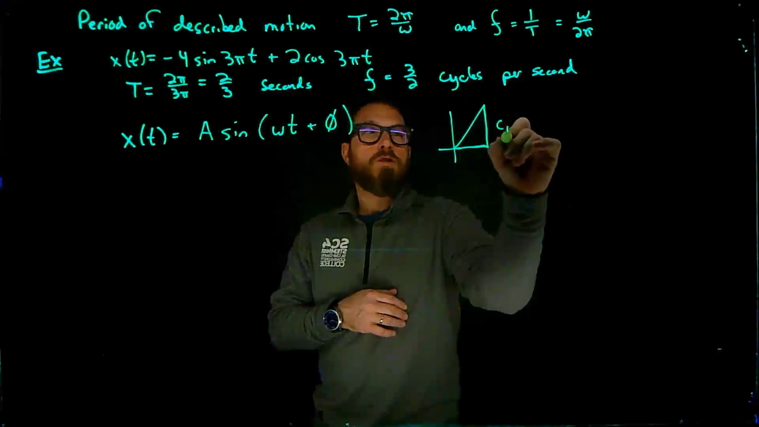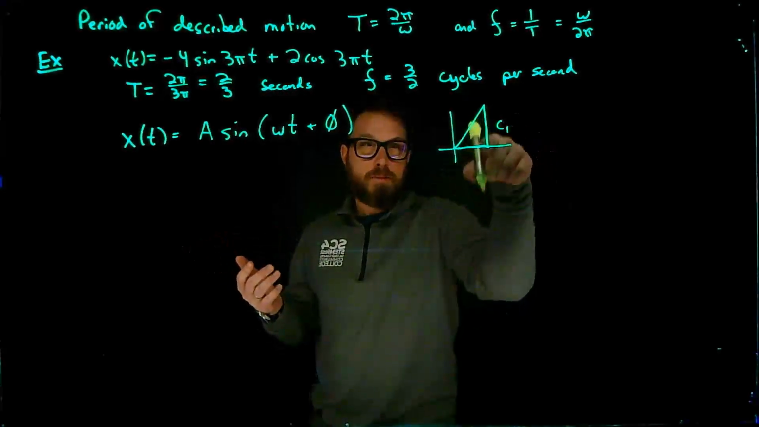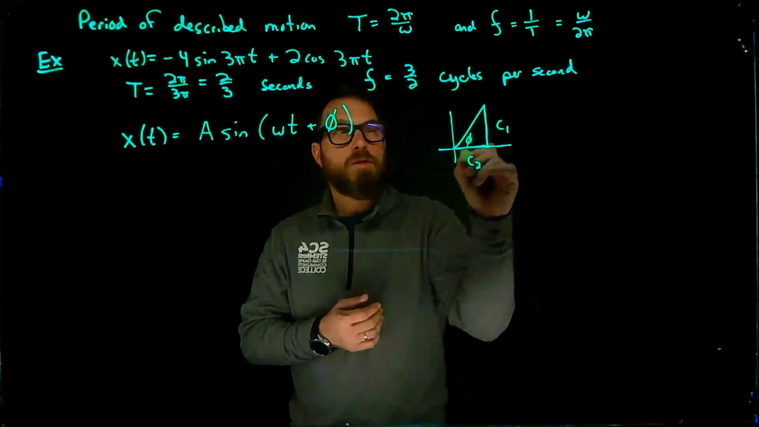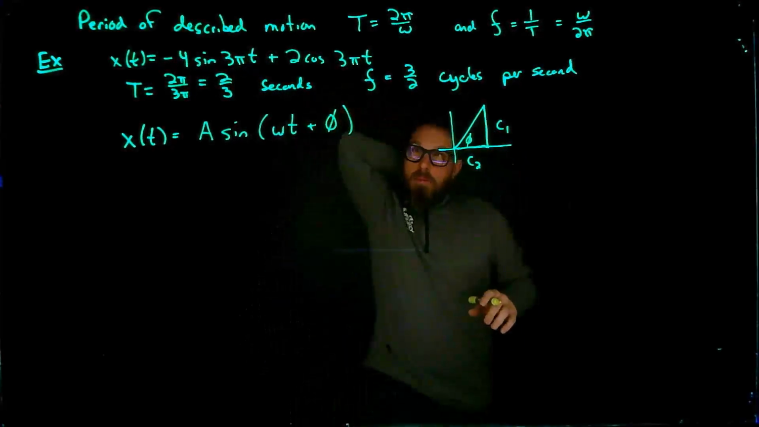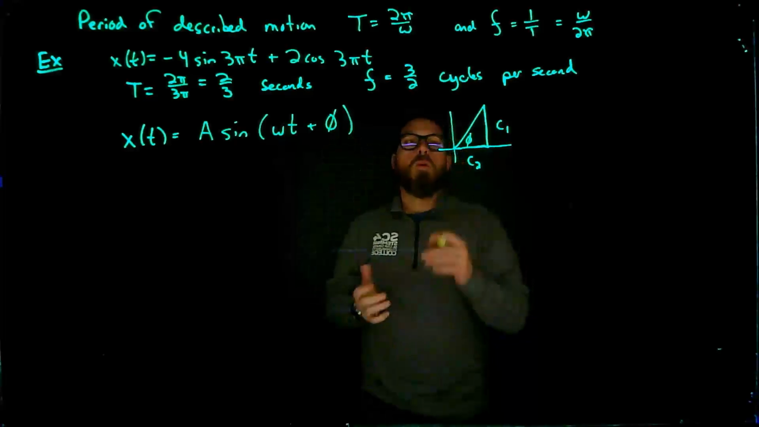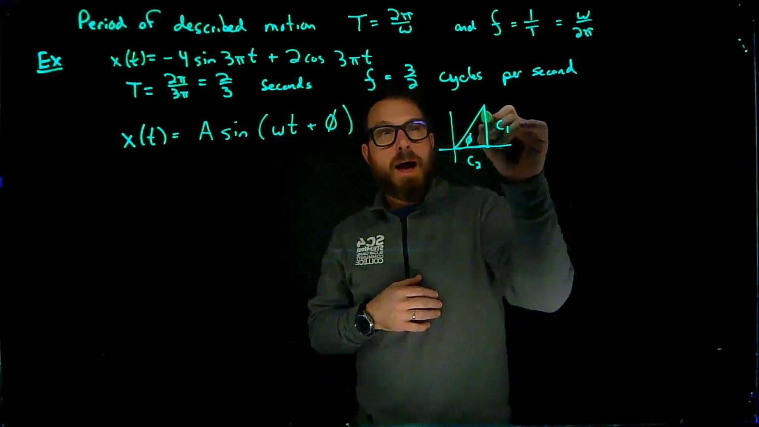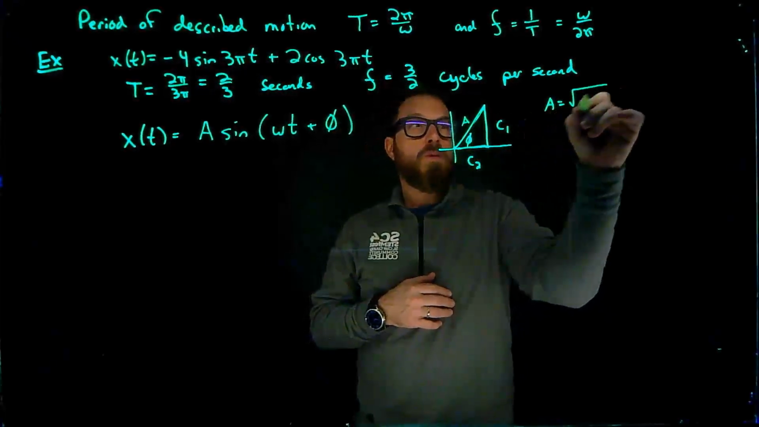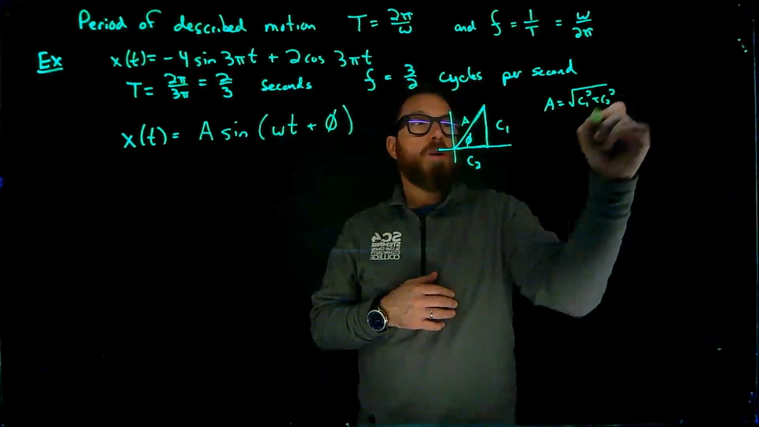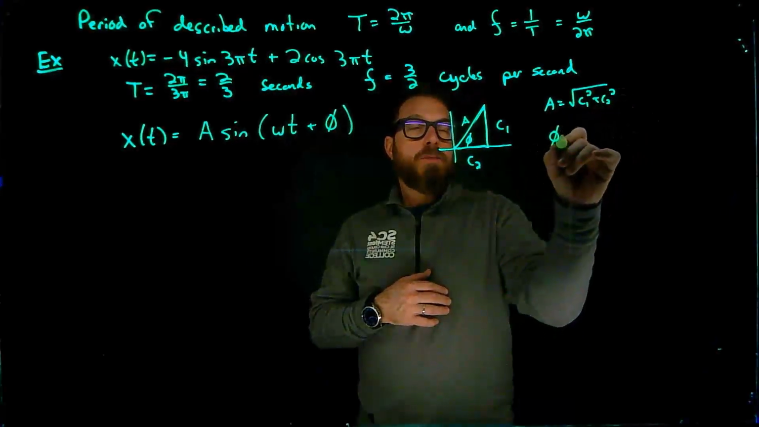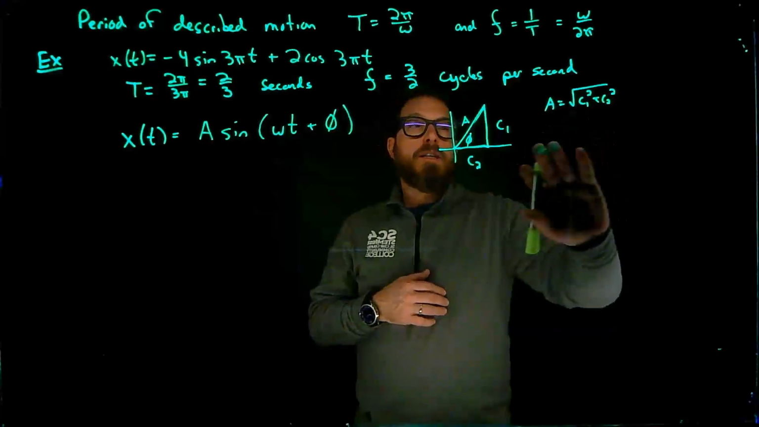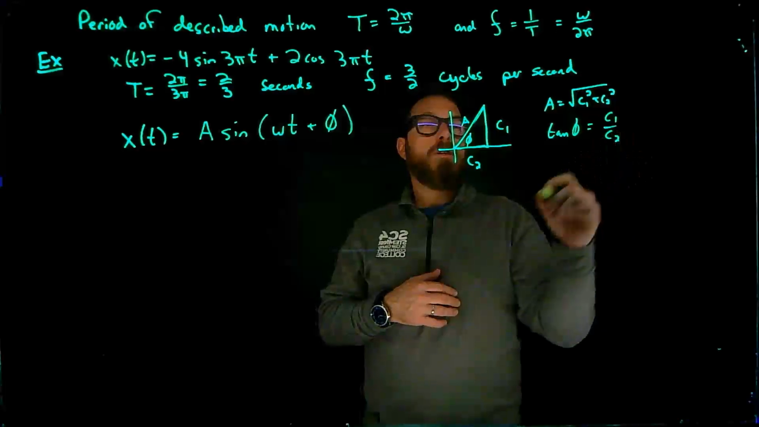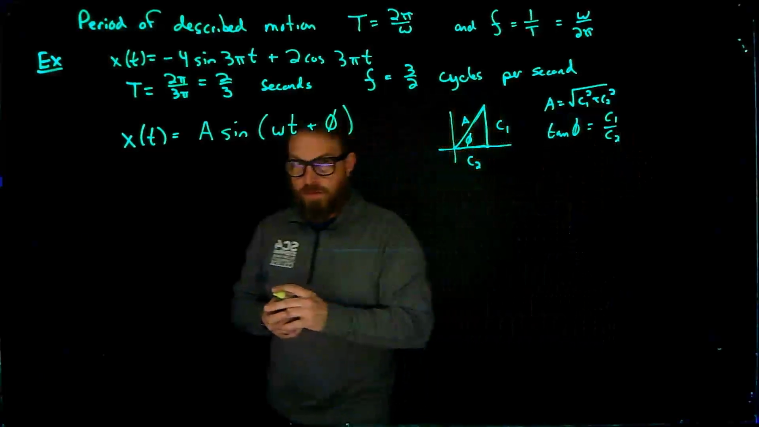So this will be your C1, which in this case is going to go in front of the sine because it's the opposite. And this will be C2, which will go in front of the cosine. And this is going to be equal to phi right here. Now, what we know is that the hypotenuse, A, is going to be the square root of C1 squared plus C2 squared. And then the tangent of phi is going to be equal to opposite over adjacent, so phi is going to be the tangent inverse of this thing.